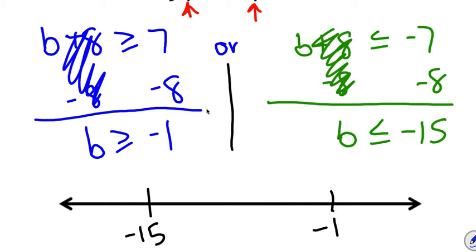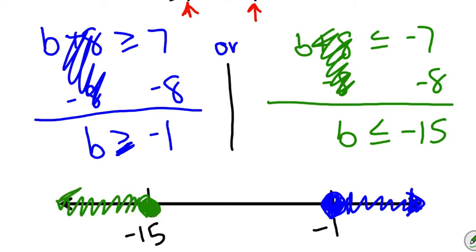So graph them individually. B is greater than or equal to negative 1 means filled in circle at negative 1. Greater than or equal to means shade to the right. The or equal to part right here means fill in your dot. B is less than or equal to negative 15 means, again, solid dot at negative 15, so fill that in, and shade to the left because it's less than or equal to.